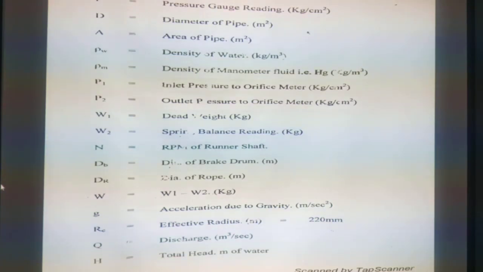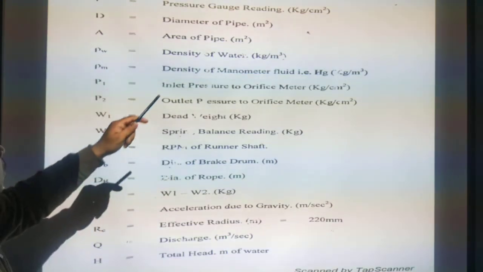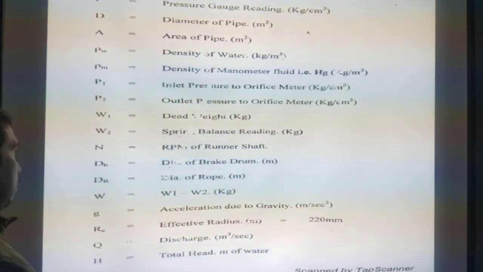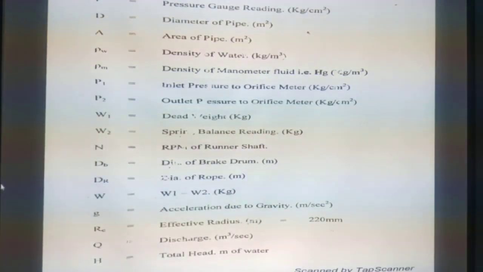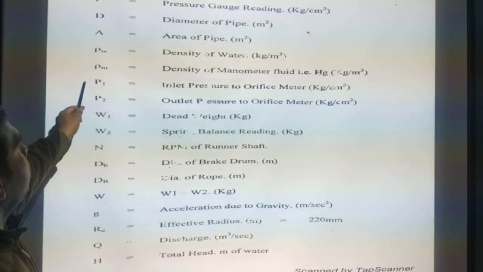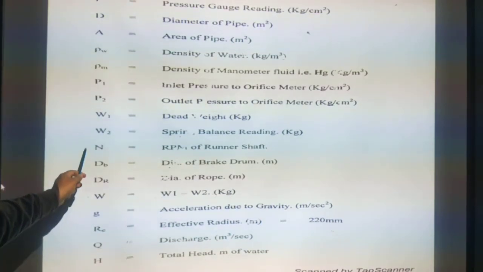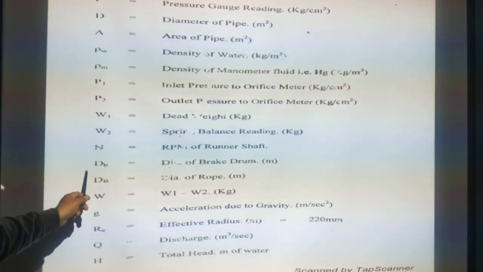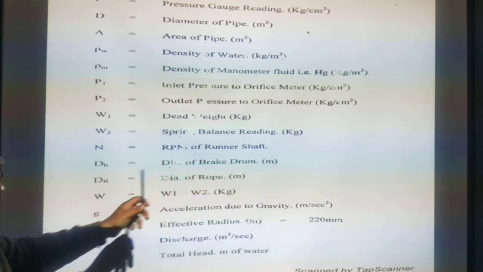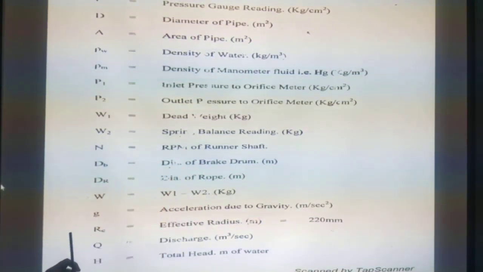And these are the nomenclatures. P is the pressure gauge reading, kg per centimeter square. This is the diameter of the pipe in meter. And A is the area of the pipe, meter square. Rho W, density of water. Rho M, P1, P2, W1, W2. Next, N, RPM of the runner. dB, diameter of the brake drum. And dr, diameter of the rope.